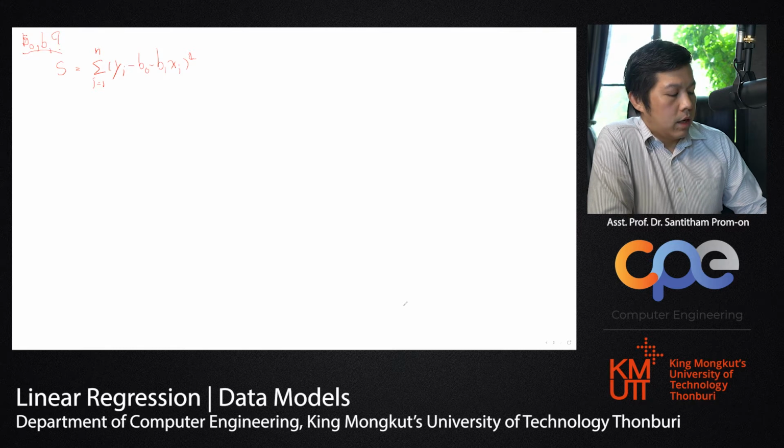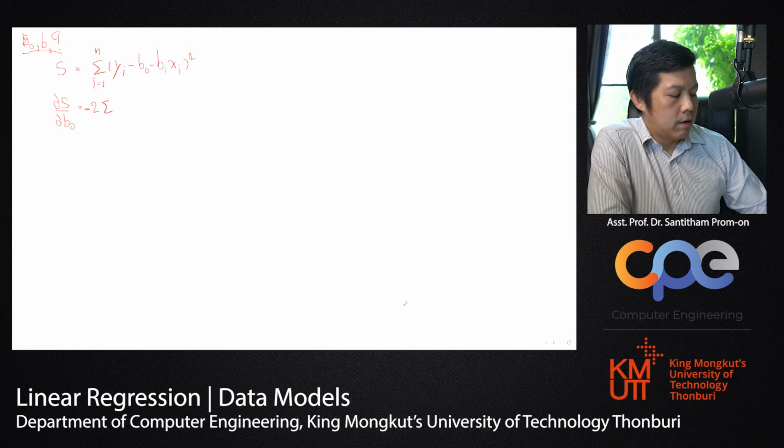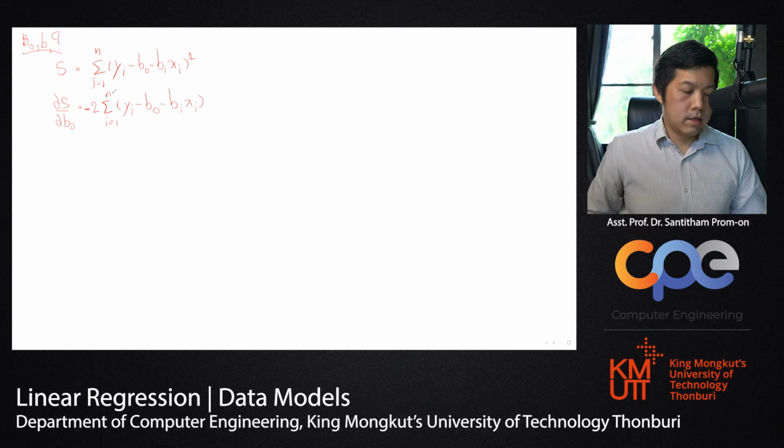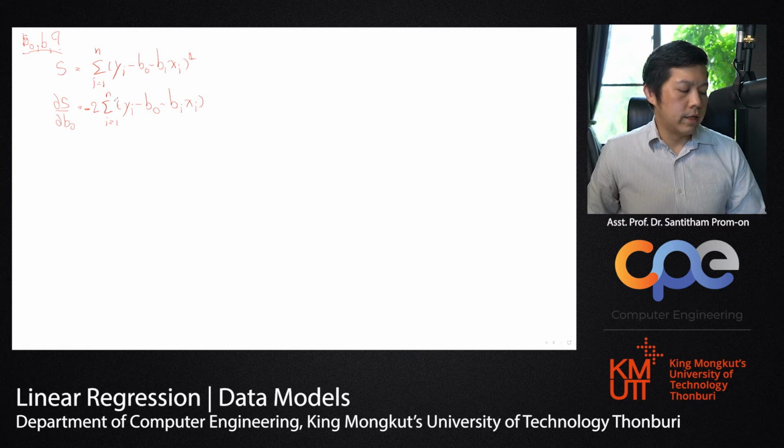So we are going to take a partial derivative because there are two values here. Curl s by curl b0. This equals 2 and then summation. Actually, it's minus 2. Summation of i equal 1 to n of yi minus b0 minus b1 xi. How do I get this one? I get this equation from pulling 2 down here, and then you get the same terms. And then take the derivative of the inside.